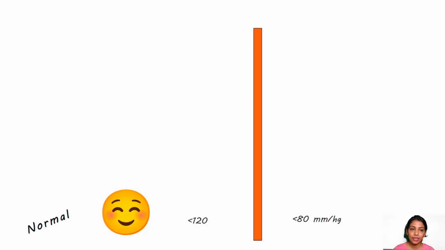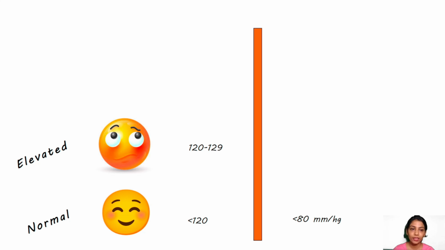Now let us understand the different blood pressure categories in a simple way. First we have normal BP. This is when the systolic pressure is less than 120 and diastolic is less than 80 millimeters of mercury. Next is elevated blood pressure. Here the systolic is between 120 to 129 while the diastolic still remains below 80.